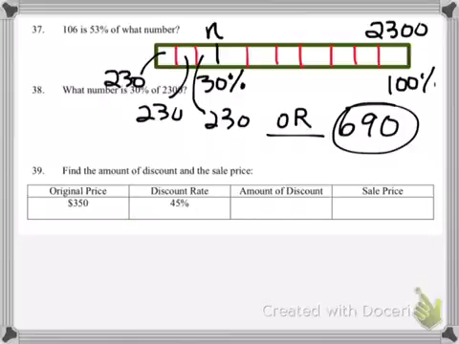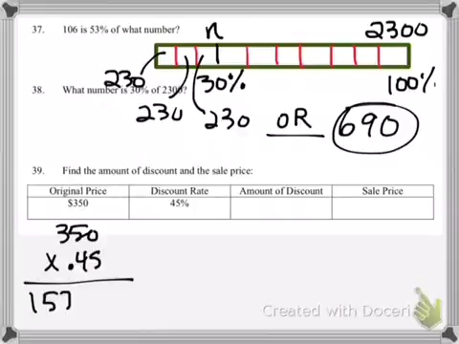Looking at number 39, if we're just taking a percent of something, we want to find 45% of 350, just multiply the two numbers together. We're going to multiply 350 by 45%. Well, 45% written as a decimal is 0.45. That means that if the discount is 45%, we're getting $157.50 off on this item.